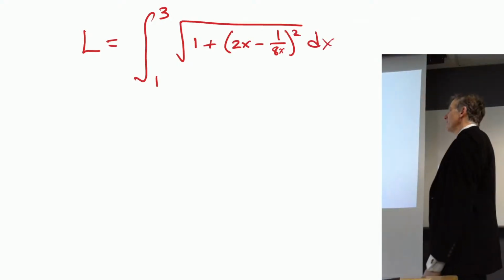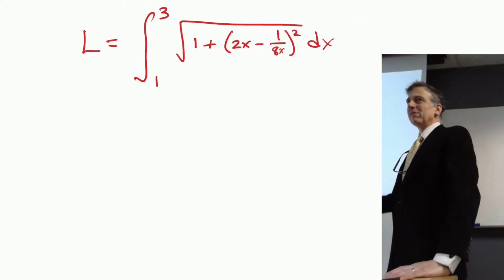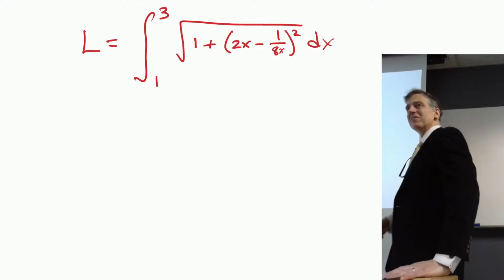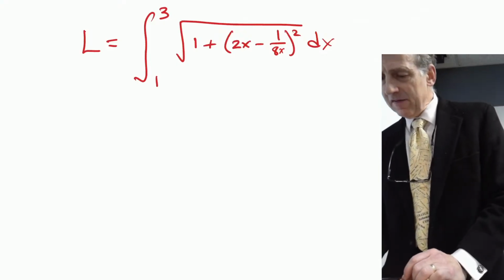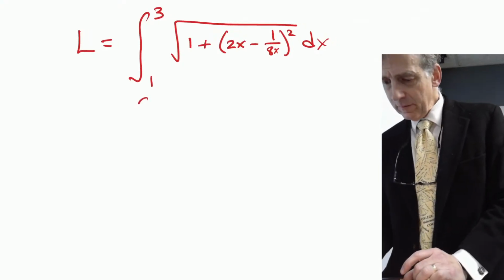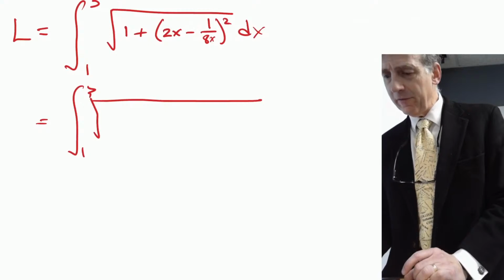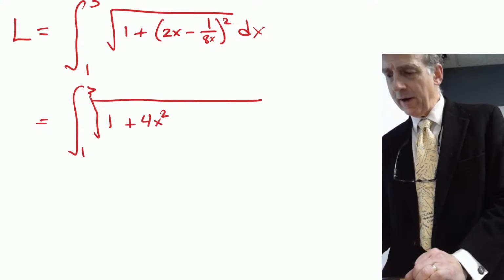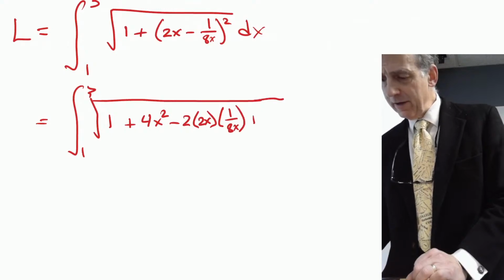Yeah, let me run through the algebra with you. I just love it when something like this happens where you have something that looks like it's impossible, and with a little bit of algebra, it turns out it's actually quite simple. So let me go through this. Let me do squaring a binomial first. So 4x squared minus twice the product of the two terms, 2x times 1 over 8x. And then the second thing squared, that's going to be 1 over 64x squared.